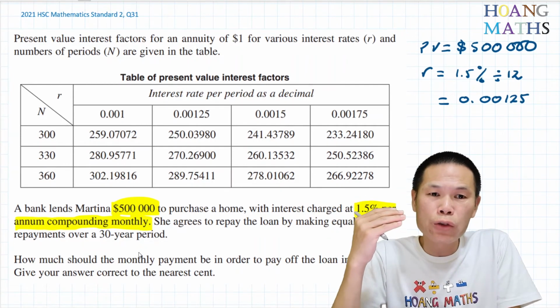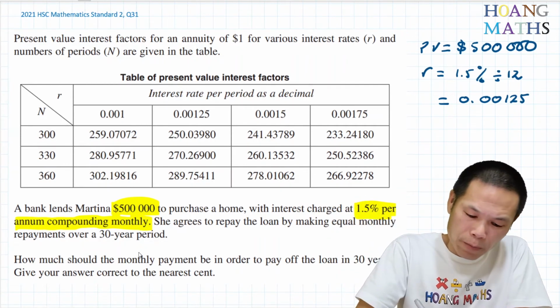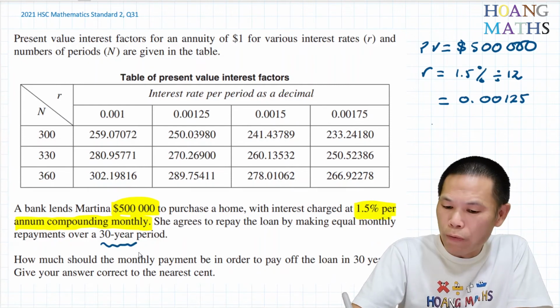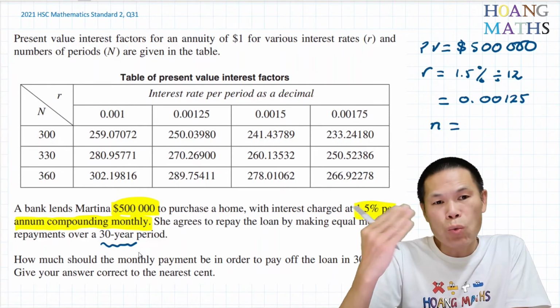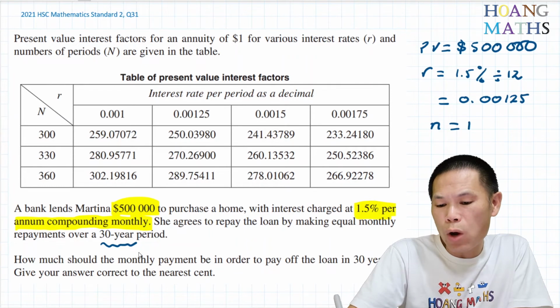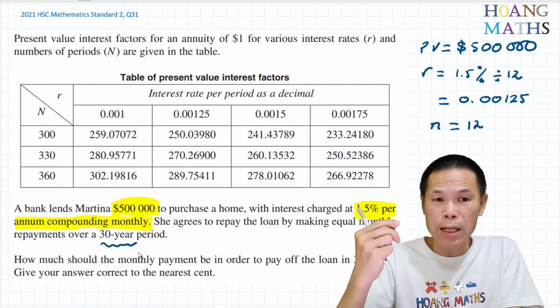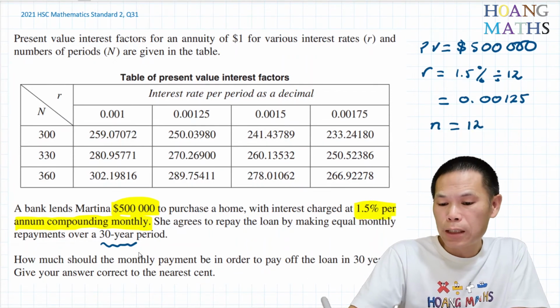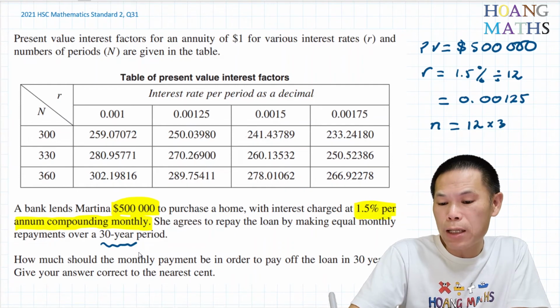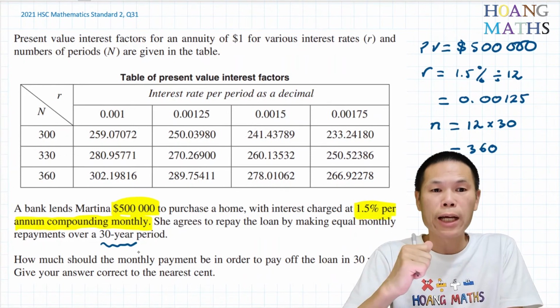And we know that she needs to repay over 30 years. So therefore, N is equal to, in 1 year she has to pay 12 times because she has to pay monthly. And then 30 years, so that means we times by 30. So 3 times 12 is 36, so 360. Otherwise, you can just put that on a calculator.